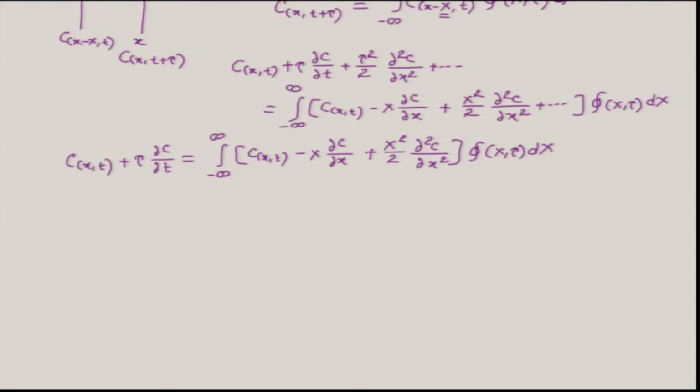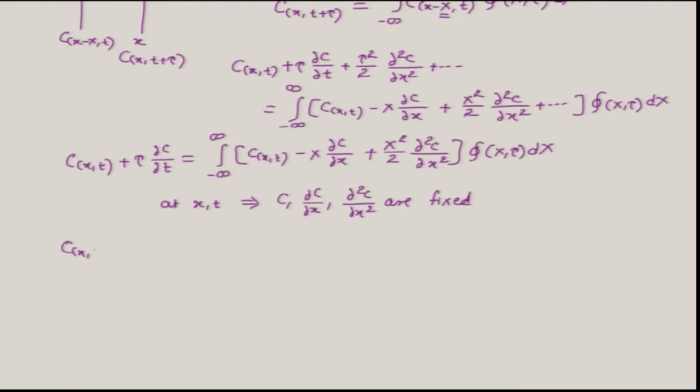So, at any given position of small x and at any time t, we can take these terms C of x t, dou c by dou x and dou 2c by dou x2 outside the integral, right. So, c, dou c by dou x and dou 2c by dou x2, these terms are fixed.